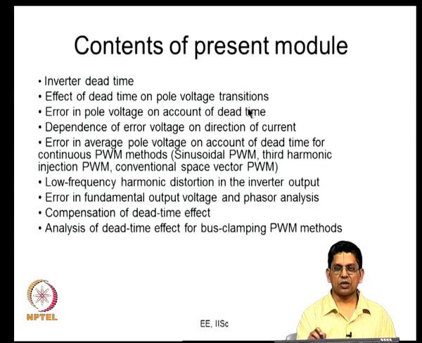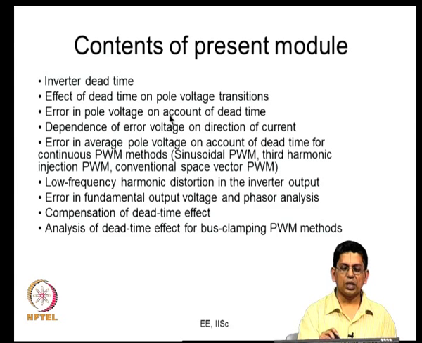This pole voltage can be either minus VDC by 2 or plus VDC by 2. So, there are some transitions. These transitions actually get affected by the inverter dead time. There is some change, some delay sometimes in certain pole voltage transitions. So, we need to find that out. We are going to discuss what is dead time, and then once we have incorporated this dead time, how it affects the pole voltage transitions.